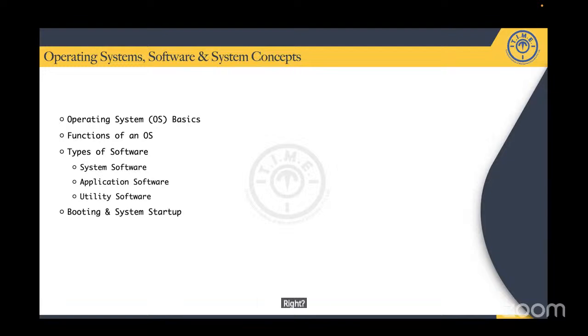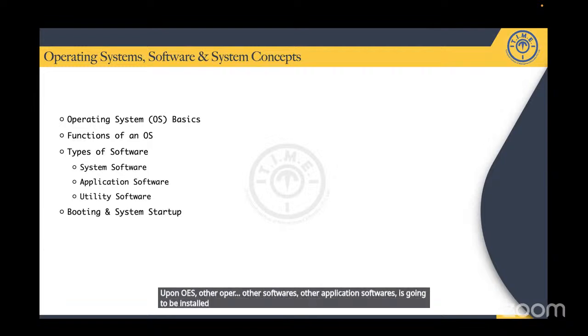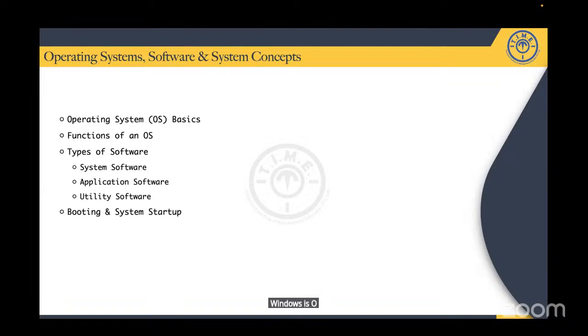Right? So OS is not an application software, so please understand that. OS is not an application software. Upon the OS, other application software is going to be installed. Windows is an OS, and VLC player or MS Office are application software.